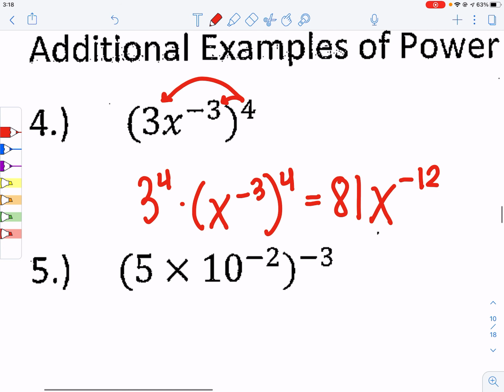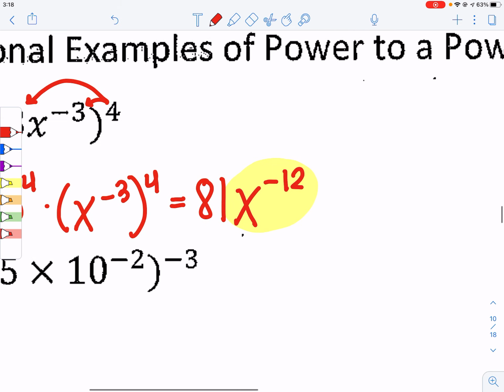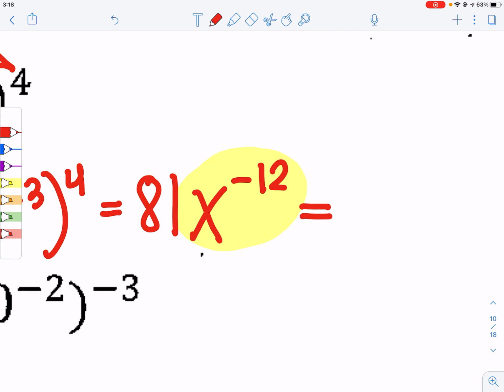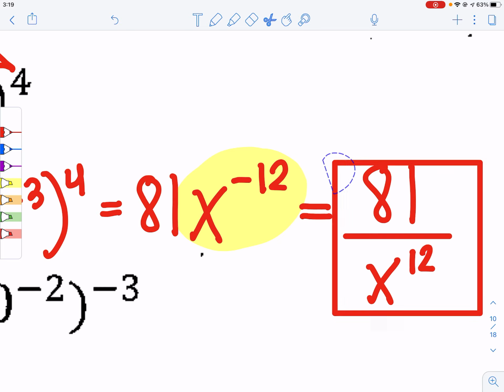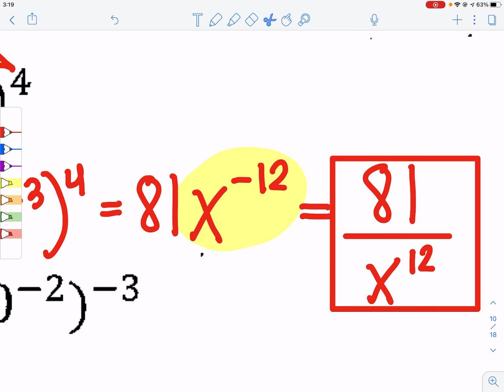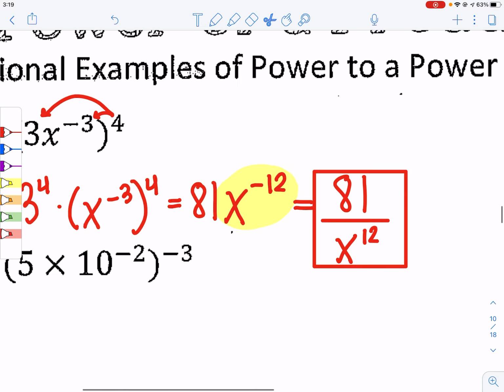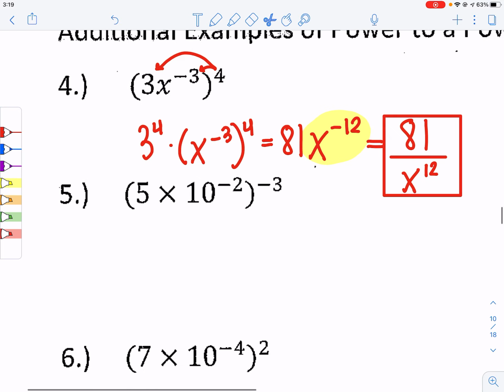Okay, keep in mind you cannot have negative exponents, so we need to fix this. We can't have 81 times x to the -12, so to turn this into a positive exponent, we put 81, and then we put that x to the 12th at the bottom, and it is now positive. All right, so make sure you got that answer for example 4. Okay, and again, always fix it. If you have negative exponents, make sure you're fixing them.